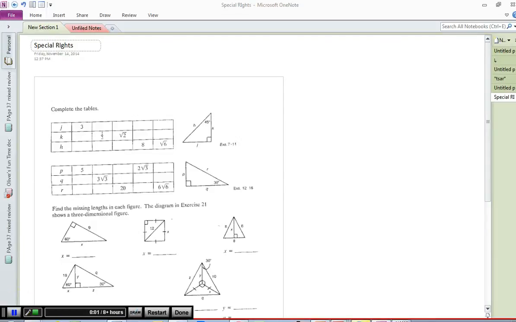So let's just go over how you work with the special right triangle models. Each time I am faced with a set of problems I'd like to do quickly, I prepare a model. Here's my 45-90 right triangle model.